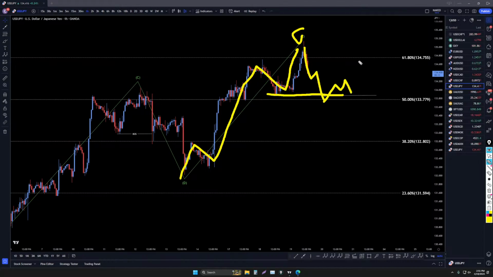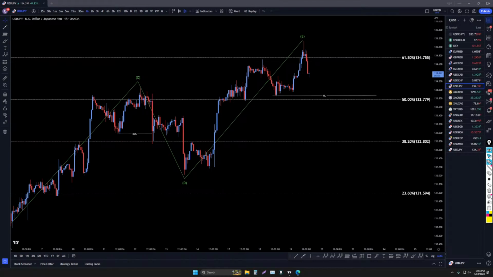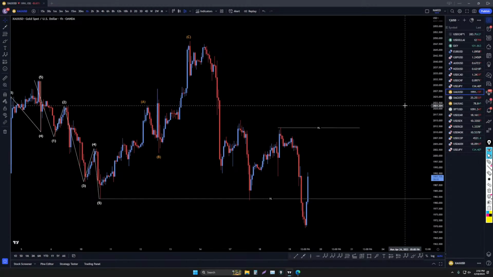But if it does go down, if it does take out that structure, and then it makes a pullback, at the end of that pullback would be a much safer entry to go short for what is probably going to end up being the continuation of the downtrend. So it definitely looks very good. It's just the fact that the yen has been weak that is definitely holding me back a little bit.